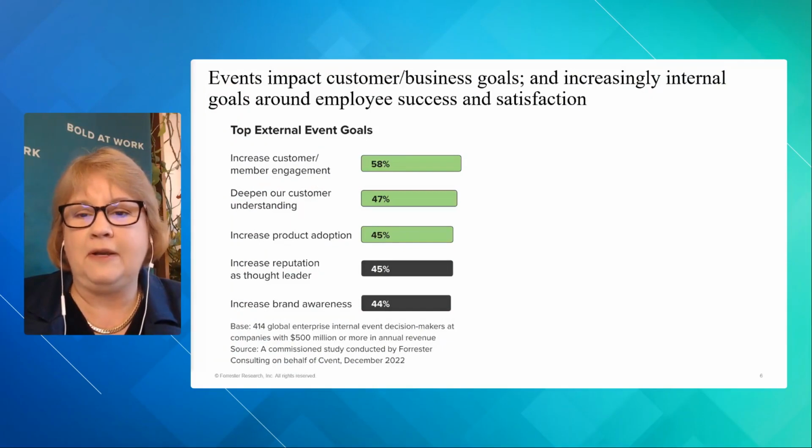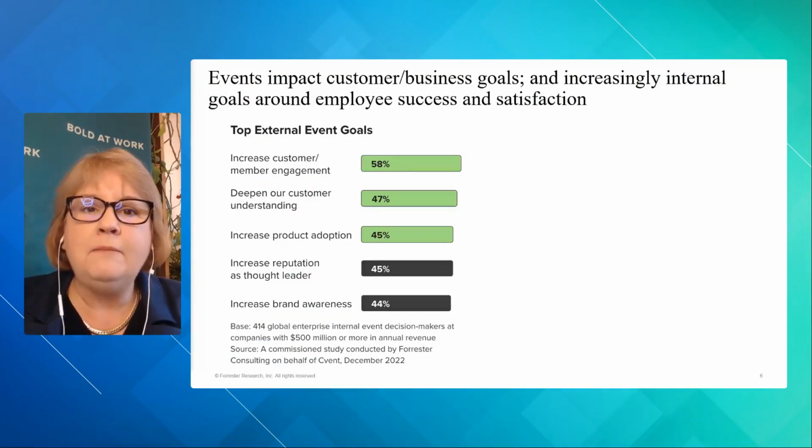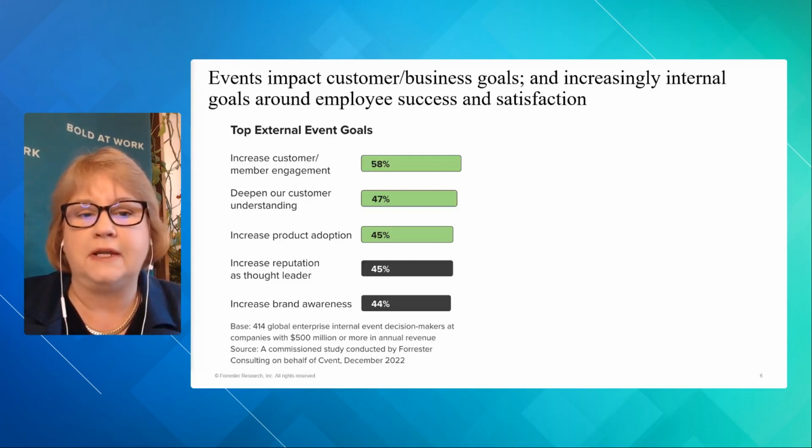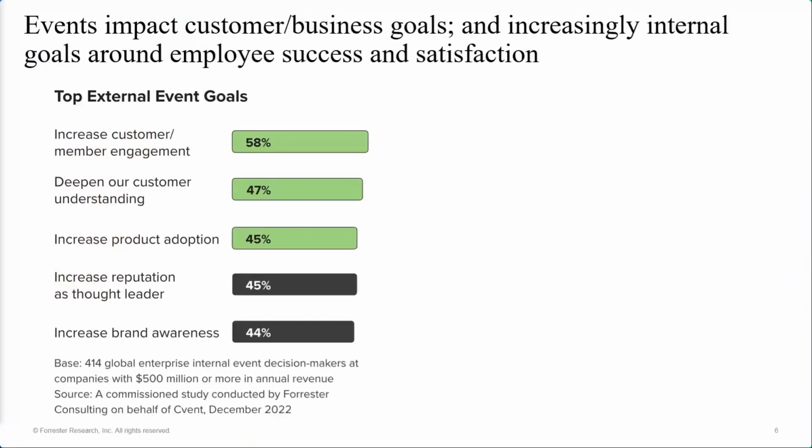The other thing that we wanted to look at is how important events are to impacting different goals that companies have. And maybe not surprisingly, respondents expect events today to really impact customer business goals first. So you can see that increased customer member engagement, deepening our customer understanding, and increased product adoption are all related to making the customer experience better. And it's the two at the bottom that are more focused on the company, on the business, on the brand specifically.